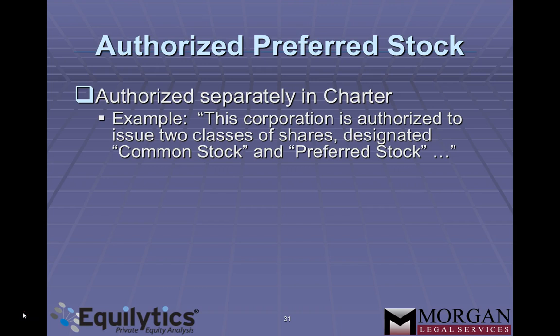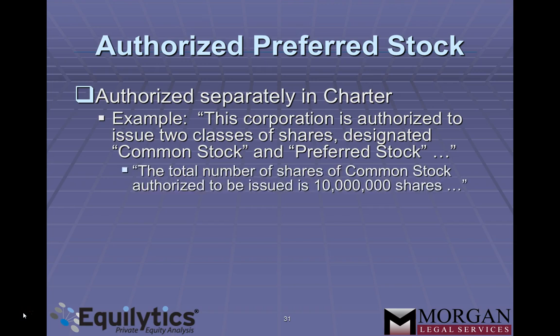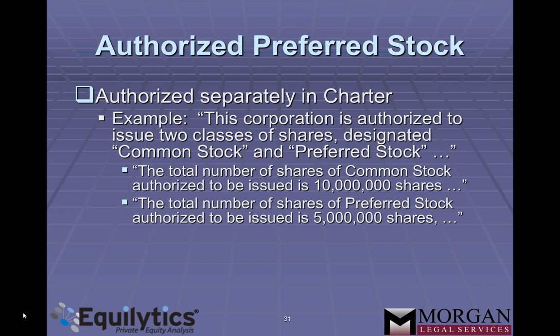So first we set up and define the fact that we have two classes and what they are. Then we go into the numbers. The total number of shares of common, in this example, 10 million authorized. The total number of shares of preferred stock authorized to be issued is 5 million. Are we done? No, we're not done.